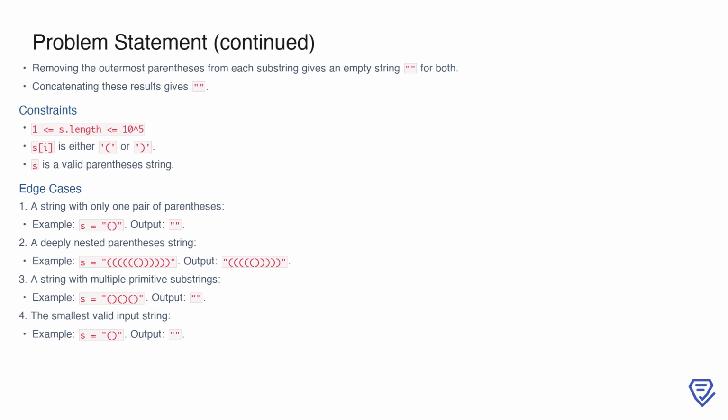Finally, let's review the constraints and edge cases. The string S will always have a length between 1 and 100,000, and every character in S will either be an opening or closing parenthesis. Importantly, S is guaranteed to be a valid parentheses string. Some edge cases include strings with only one pair of parentheses, deeply nested structures, or strings composed of multiple primitive substrings. These examples and constraints help clarify the range of inputs we'll handle in this problem.